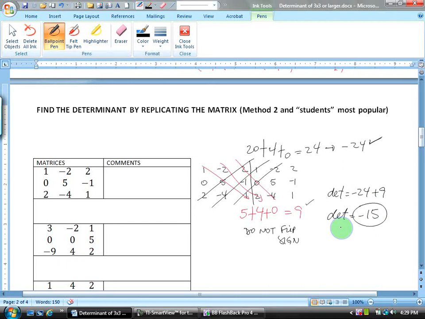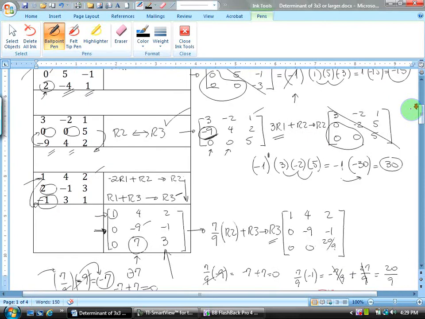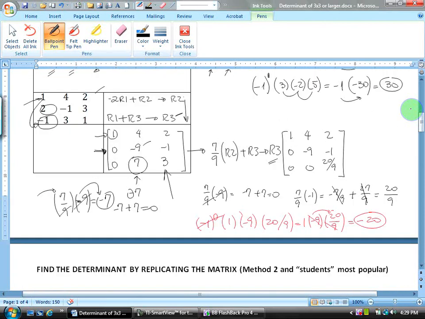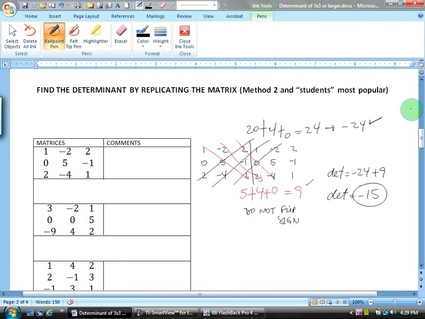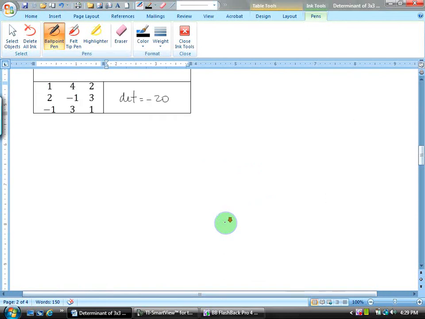So we're using the replicating matrix method. We got minus 15 for matrix A, and that's what we got over the row operations method. So they match and we are good. So now you can do your own calculations to find that the determinant for this matrix is 30 and the determinant for this matrix is minus 20. Just apply this technique and you get the determinant.